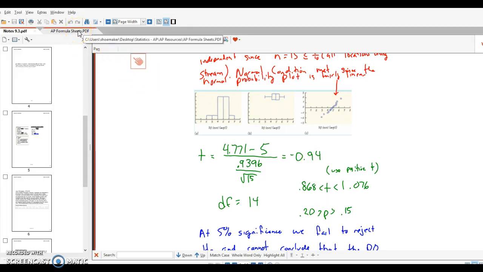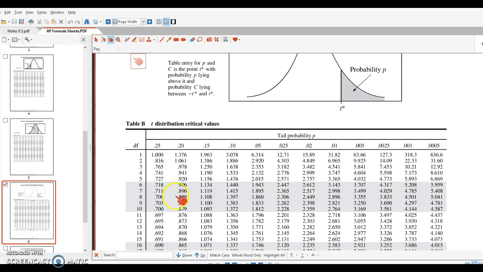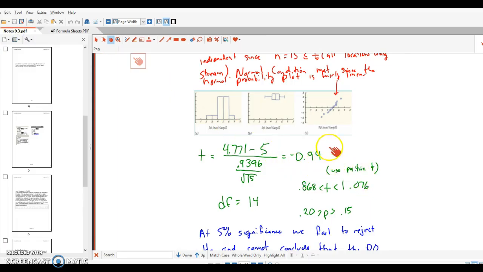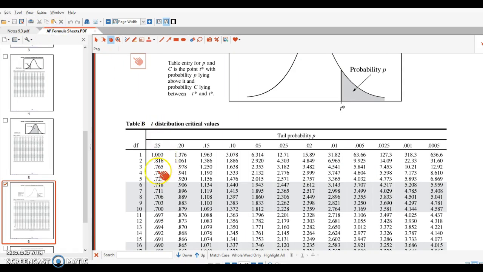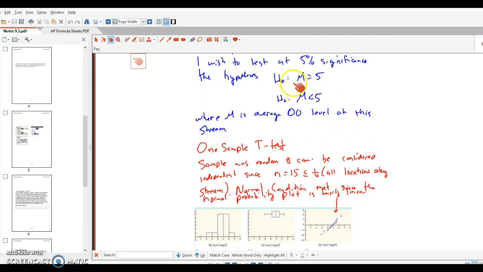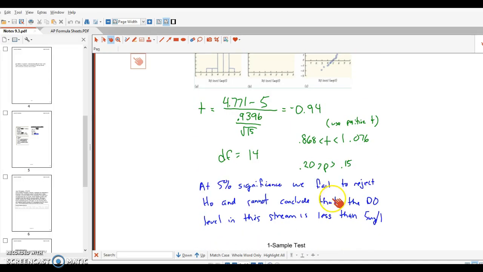So I'm going to go down to 14 and look for the two values on the 14 row that positive 0.94 would fall between. It would be between 0.868 and 1.076, which gives me a pretty high p-value, between 20% and 15%. Since this is just a one-sided test, I do not need to multiply that by 2. Between 15 and 20% is correct.